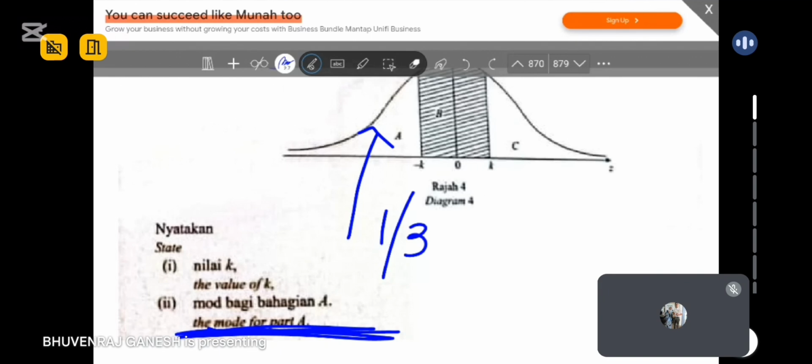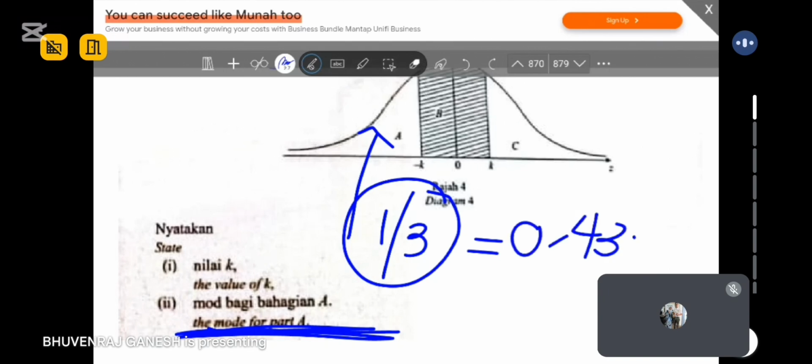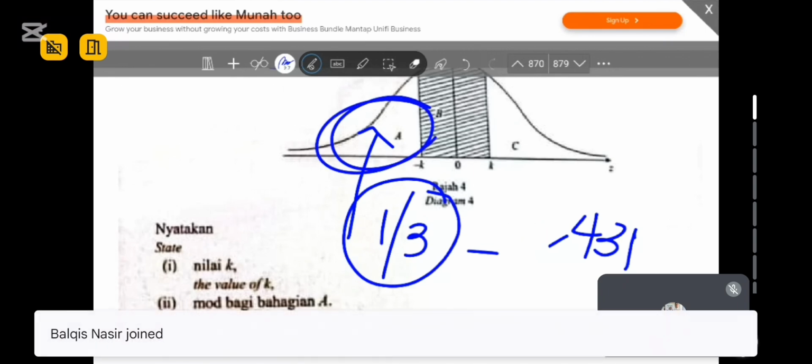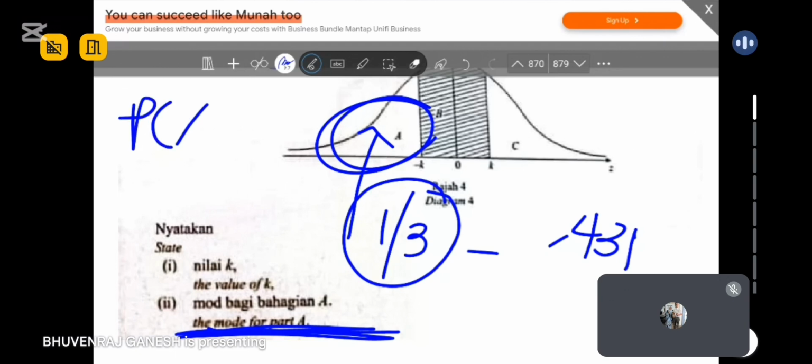So guys, when your probability is 1/3, your Z-score is equal to 0.431. Am I right? Based on just now answer. But guys, for A, your Z-score will become negative. Why? So you have to write the inequality sign. Probability Z less than negative K equal to 1/3.